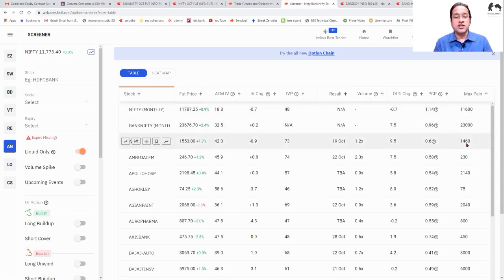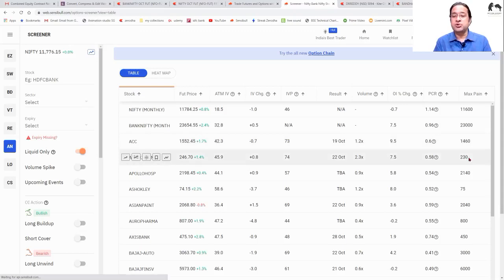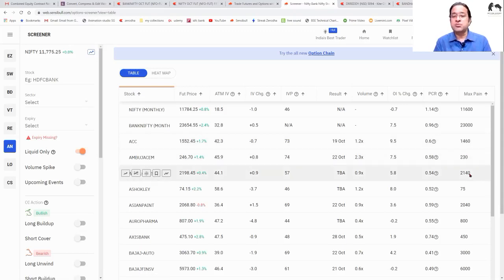Similarly, for all these stocks, ACC is currently trading at 1553, but the max pain price is 1460, which means below this pain point, the large players, the institutions or the operators, will lose money if it trades below this. This is what it indicates. For Ambuja, it is about 230. For Apollo Hospital, it's about 2140.